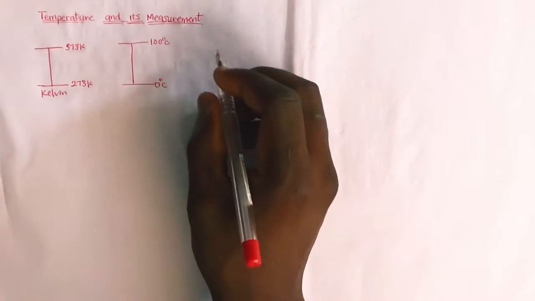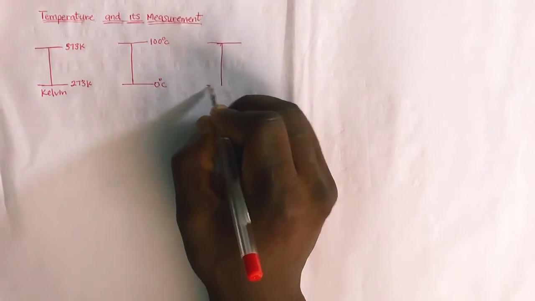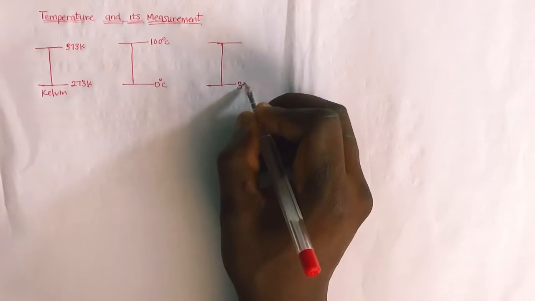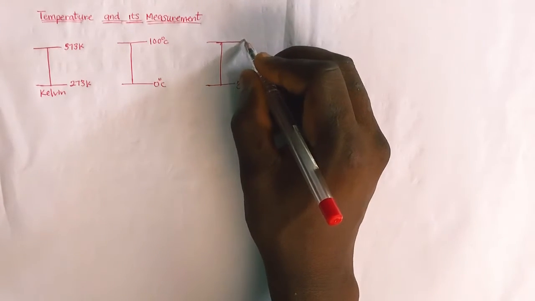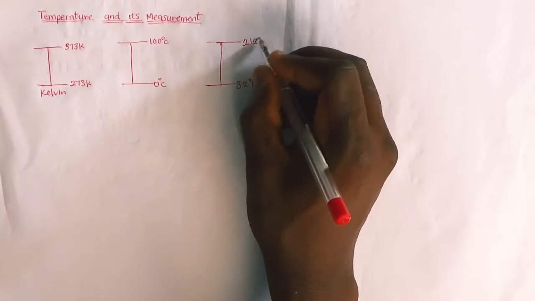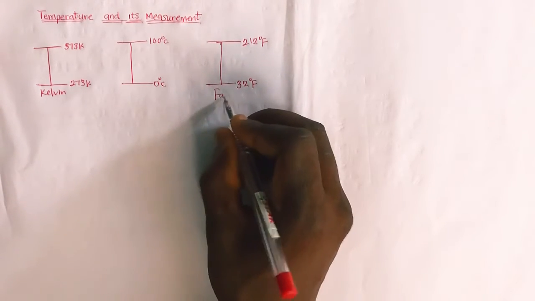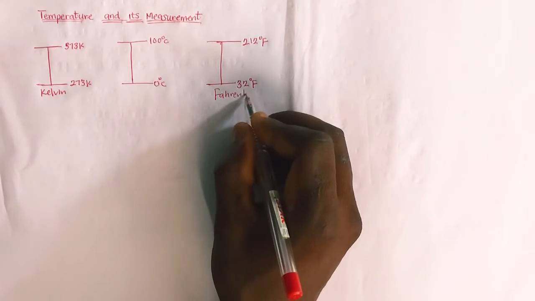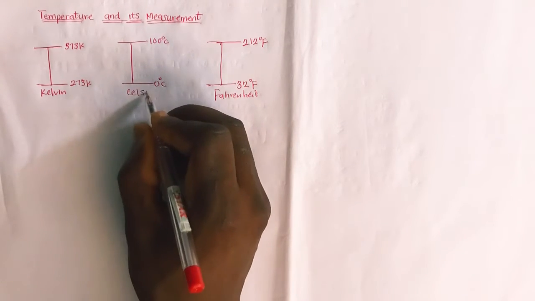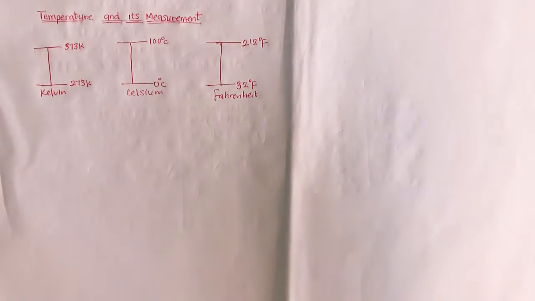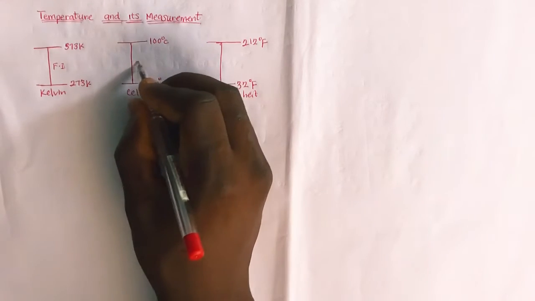Now let's move to the Fahrenheit. Fahrenheit has the lower fixed point at 32 degrees Fahrenheit, and the upper fixed point at 212 degrees Fahrenheit. Can you see this now? So this is for Fahrenheit, and this is for degree Celsius. Now in the middle part we have our Fi, the fundamental interval.